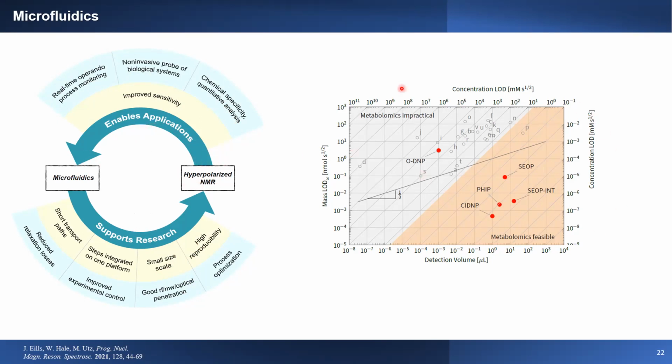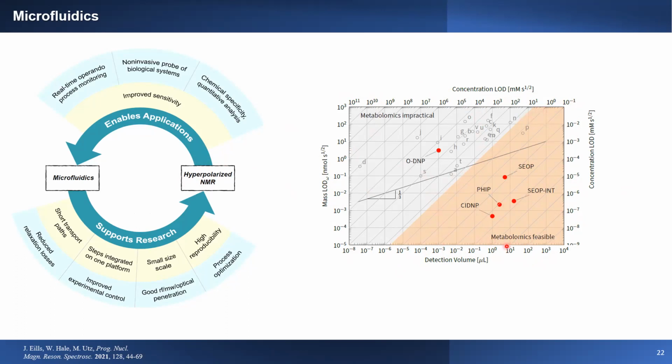And here is a diagram that puts a lot of microfluidic NMR experiments into context. Along this axis, we have the volume that's detected in the microfluidic experiment, so that's these vertical lines. And along here, we have the concentration limit of detection. For now, we'll ignore this mass limit of detection and we'll just look at concentrations. So these are the diagonal lines that go across.